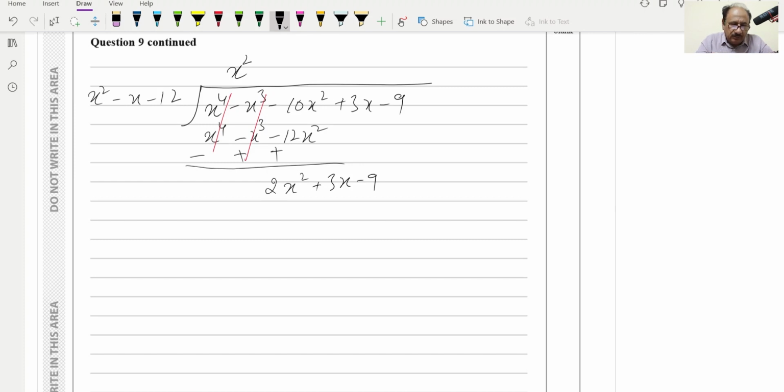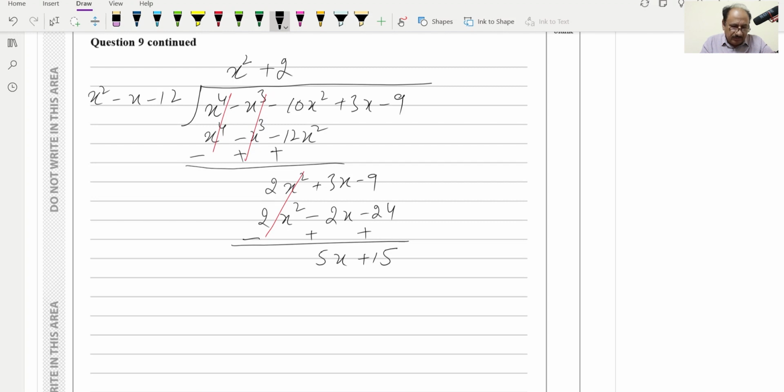Now we can multiply it with plus 2, and if we multiply this, we'll get 2x squared minus 2x and minus 24. Now again changing signs, subtraction, so the terms cancel, and the remaining will be 3x plus 2x, which is 5x, and minus 9 plus 24 will be plus 15. This is the remaining part.